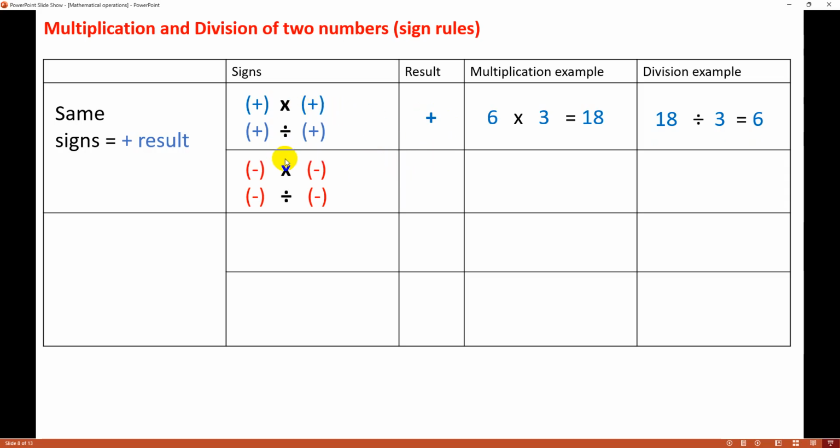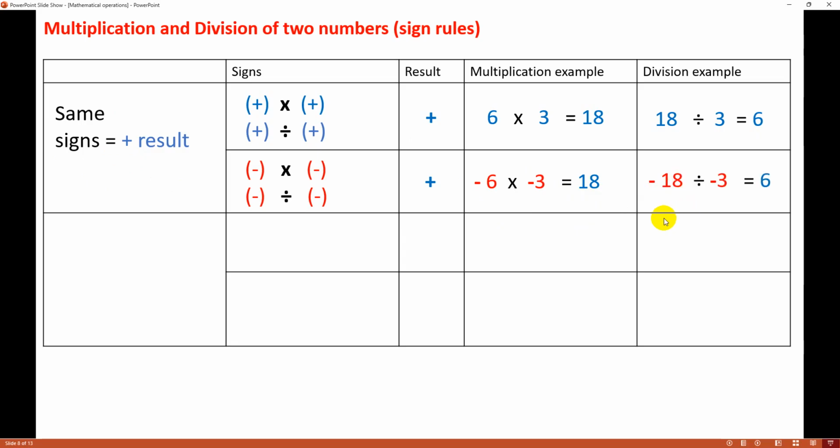Now let's go into the case where it's the same sign, but both are negative. Same thing, the result is positive. When both signs are the same, doesn't matter if you're multiplying or dividing, as long as both of them are the same sign, the result will always be positive, as this rule says. As in this example, we put negative 6 times negative 3, both are negatives, so 6 times 3 is 18, and the result is positive because the signs are the same.